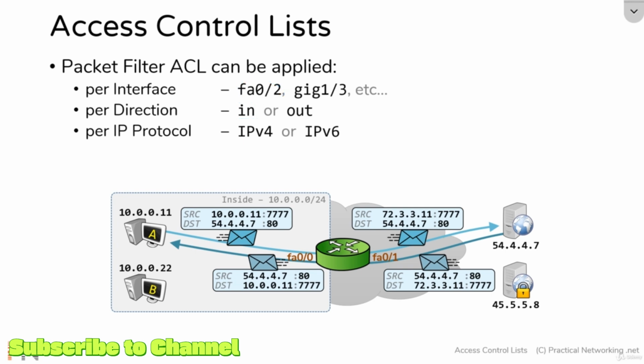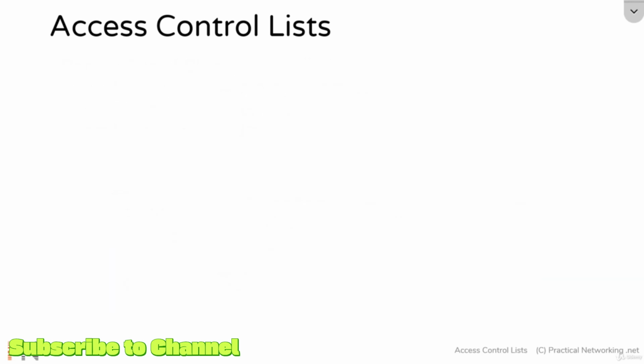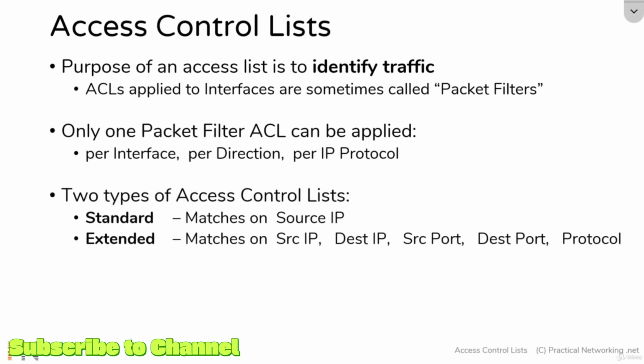Now I'll be looking at the application of access lists to router interfaces in more detail in a later video in this series. For now, the key takeaways from this video are these right here. We discussed that an access list is simply there to identify traffic, and then how you apply the access list determines what the access list is doing. We then discussed that an access list applied to an interface is sometimes called a packet filter, and that you can only apply an ACL once per interface, per direction, and per protocol.